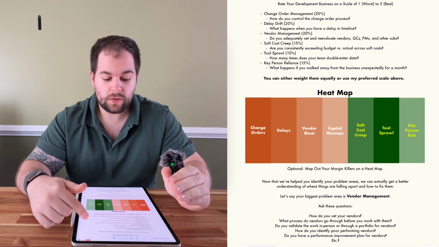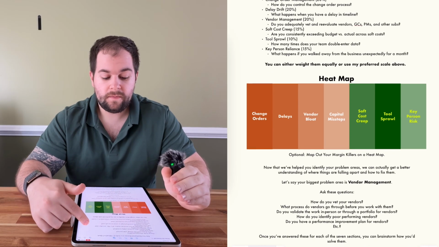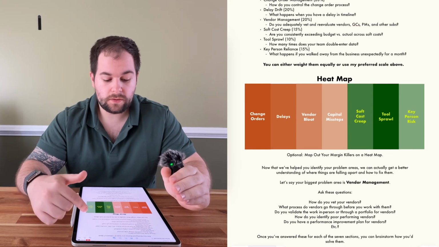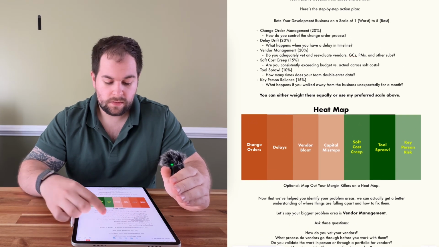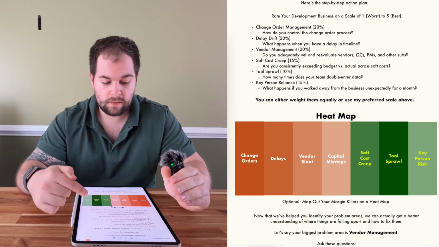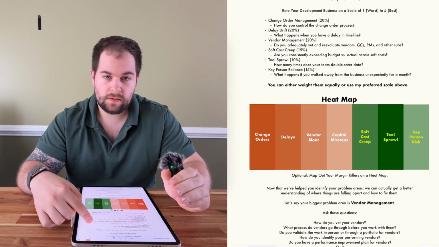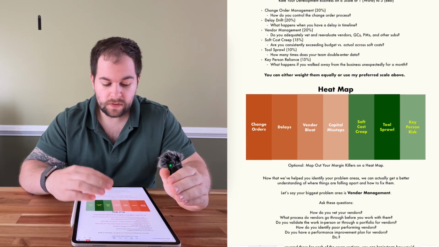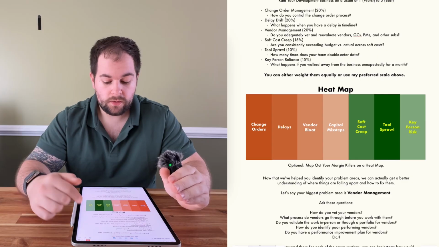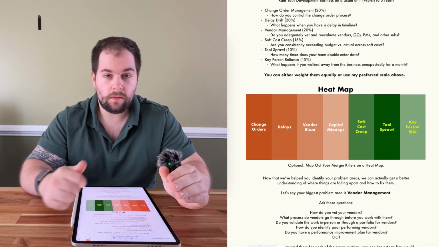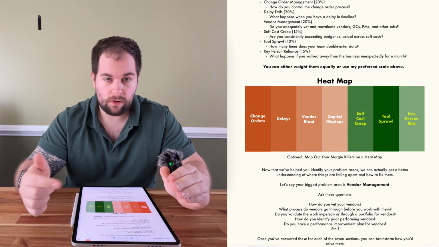First is going to be change order management, delays, so delay drifts, vendor management, soft cost creep, tool sprawl, and key person reliance. If you want to pause the video right here, you can read what each is described as in the form of a question. Now, it's up to you whether you want to weight them equally, or you can use my preferred scale, which is also up above. So I got 20, 20, 20, and so on.